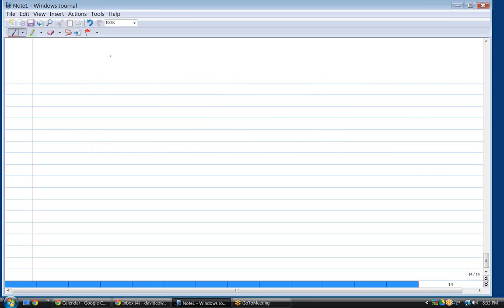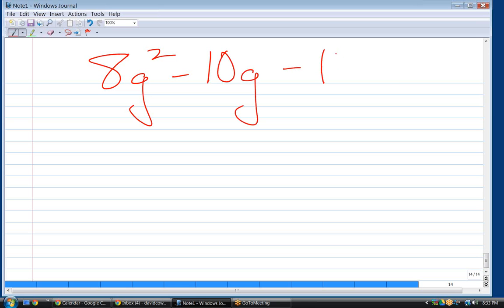Okay, it'd be 8g squared minus 10g minus 12. Is there a greatest common factor? No, it's not. Ah, there is. They're all even numbers. Whenever they're all even numbers, you got to be able to divide them by 2 at least. Right. What's the greatest common factor? Would it be 2? Yeah.